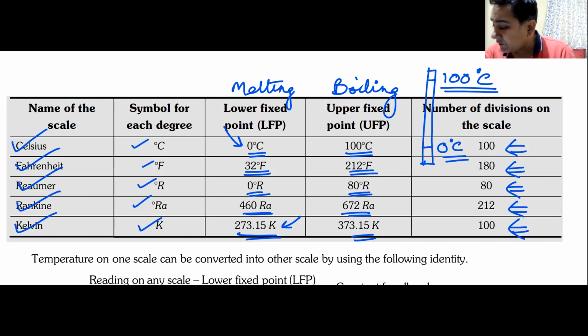Now between 0 and 100, I will mark 100 equal divisions. So these are the 100 equal divisions that I have marked. And one division becomes equal to 1 unit, 1 degree Celsius. So this is 1 degree Celsius, this is 2, this is 3, and so on. Congratulations, your temperature scale is made. This is how temperature scales are made.